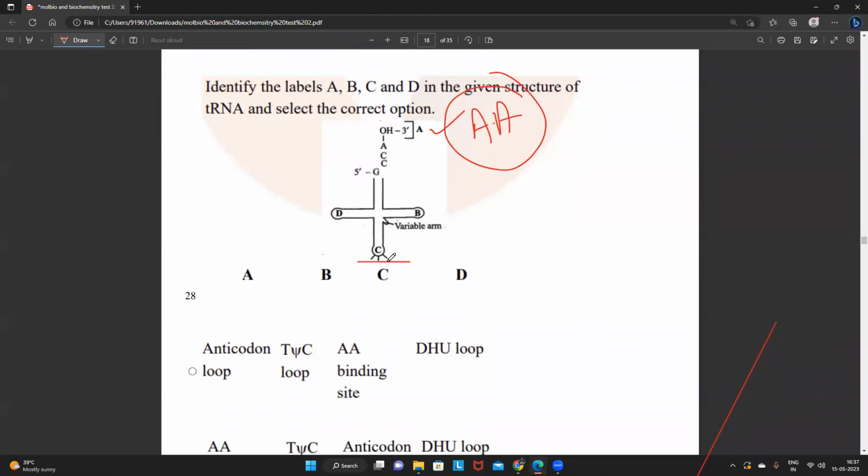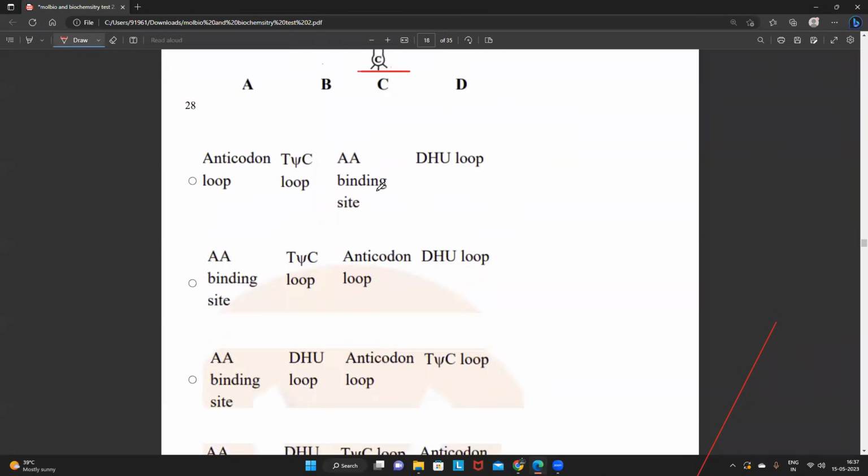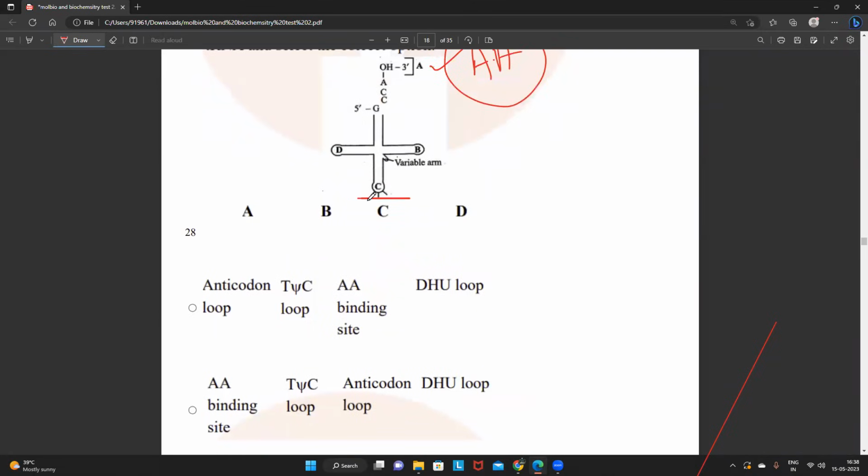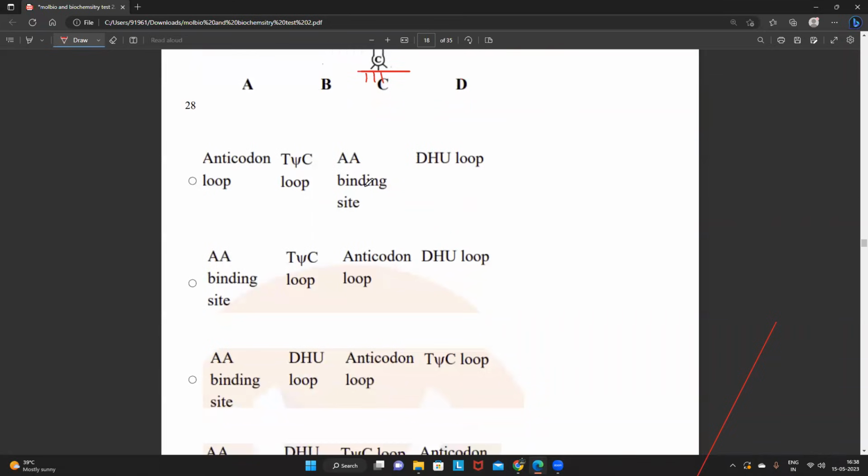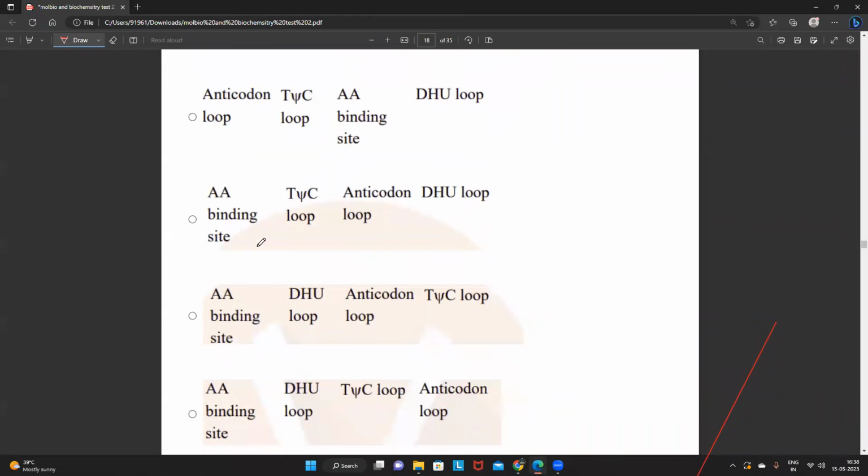What is C here? Anticodon loop. How many times did I tell all of you? The anticodon loop is where the codons present on the mRNA can come and associate. So this will become the D loop and this will become the T loop. That is also a very, very straightforward question. Hence the correct answer will be B.